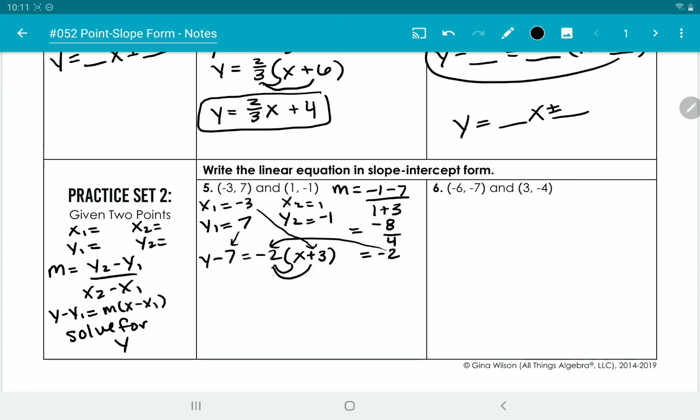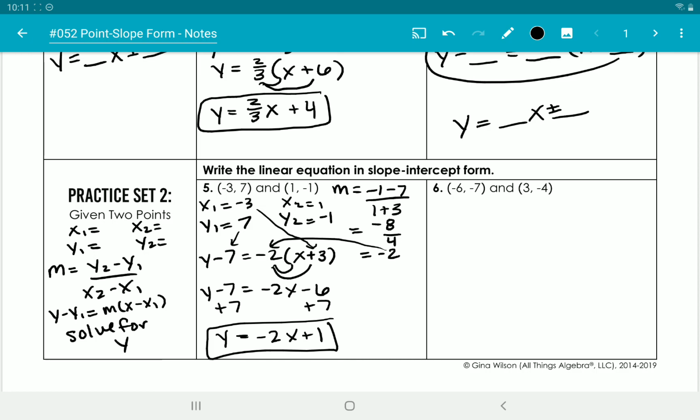So we're going to distribute on this side. So we have y minus 7 equals -2x minus 6. So -2 times x is -2x. -2 times 3 is -6. And now in order to solve, we just have to add this 7 to the other side, giving us that y is equal to -2x plus 1. So again, you're going to determine what x1 and y1 are, x2 and y2. You're going to find the slope using those, and then you're going to plug those answers, x1, y1, and the slope, m, into the equation right here. And then you're just going to distribute the slope and solve for y.